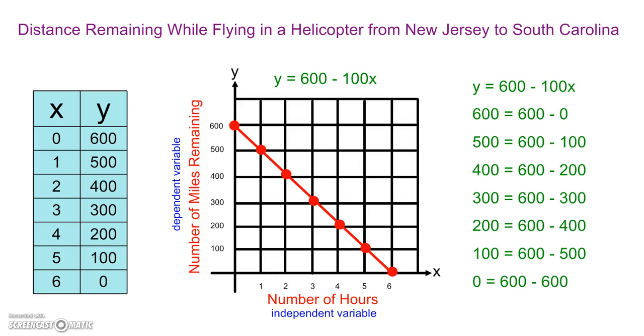The equation y equals 600 minus 100x is the equation that defines that line. I started with my largest y value. I used subtraction because the y values were getting smaller and smaller each time, and I had to think about how they were getting smaller. They were getting smaller by 100 each time. So for each hour, they were decreasing the number of miles remaining by 100.